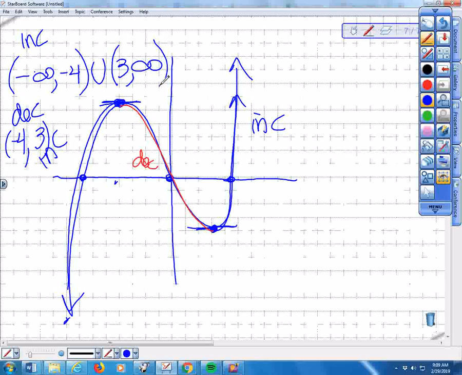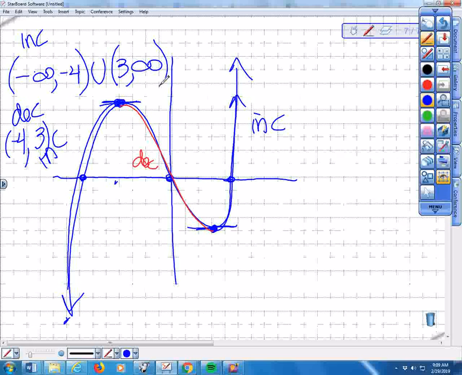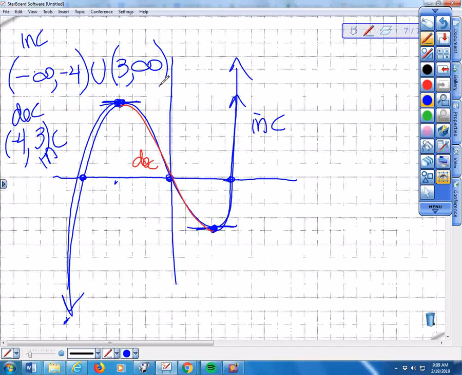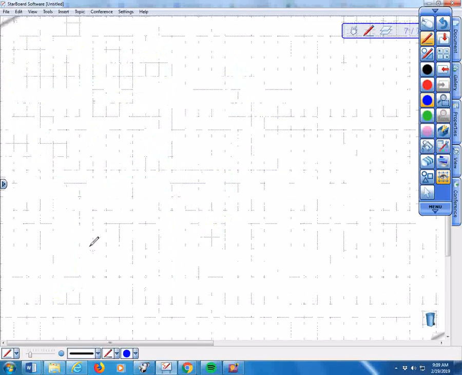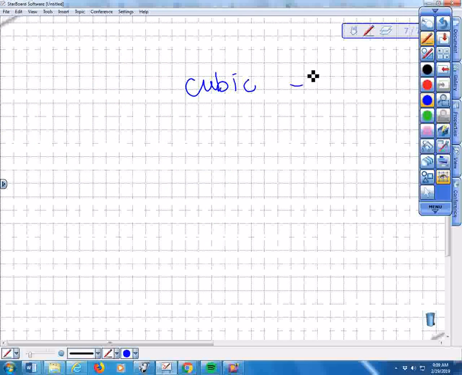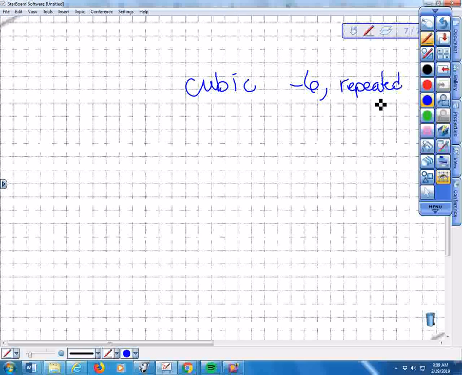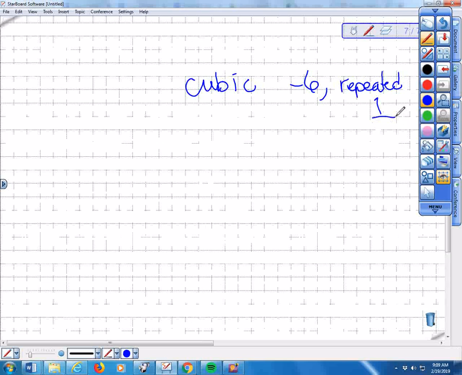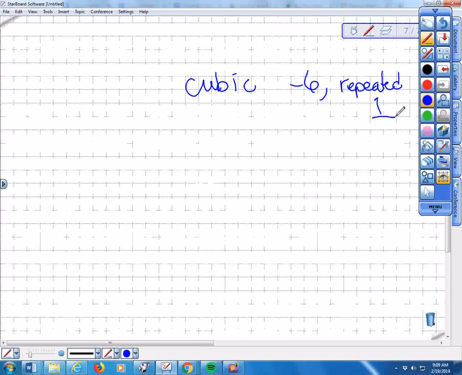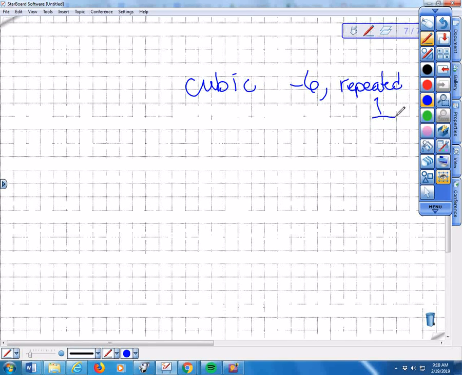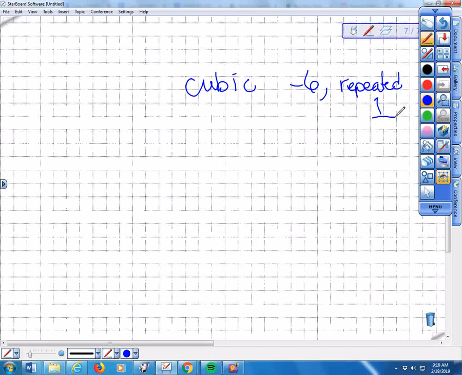Okay, so let's talk about drawing functions given certain information. Draw the graph of a cubic function with solutions negative 6 and a repeated root at 1. Negative 6, repeated root at 1. Cubic, what does cubic mean? What's the degree of a cubic? 3. Okay, if it's a 3, what's the end behavior going to be? Like this. Right? Okay, so I know the end behavior.